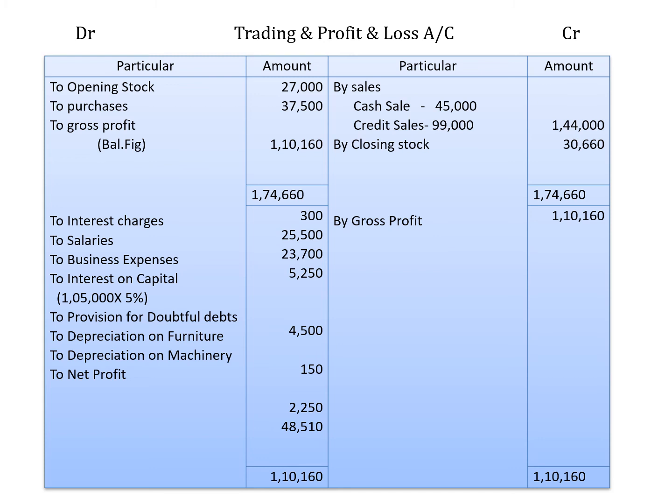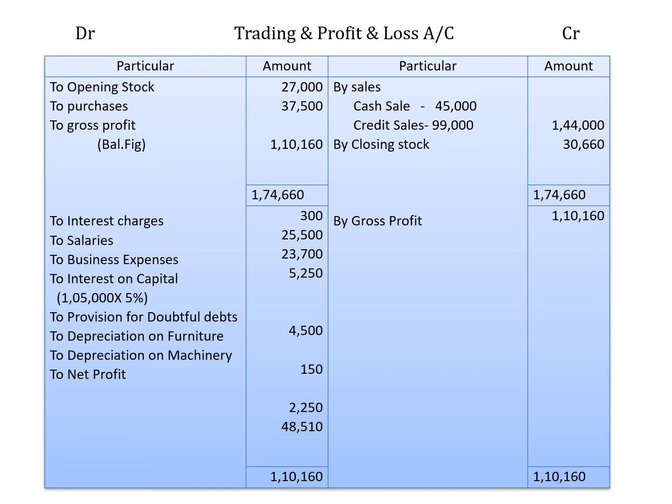Next, to salaries 25,500. Salaries is also given in the problem. Next item is to business expenses 23,700. To interest on capital. In the adjustments, we are asked to calculate interest on capital. Since it is an expense, we record it here. So 1,05,000 is the opening capital that we have found out. Into 5% becomes 5,250. Then to provision for doubtful debts given is 4,500.